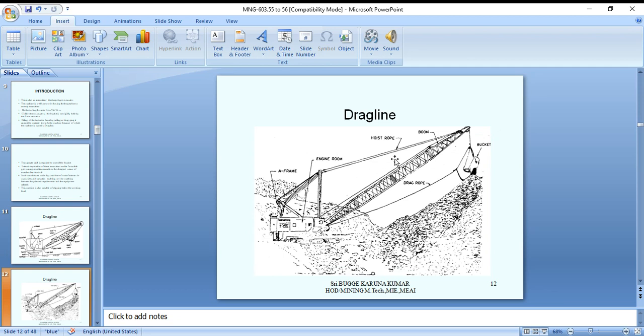This is also a view of the dragline in operation. It digs from the lowest level to the highest level. The bench height is low compared to other machines, so this is also convenient. It will take this whole portion completely by dragging.